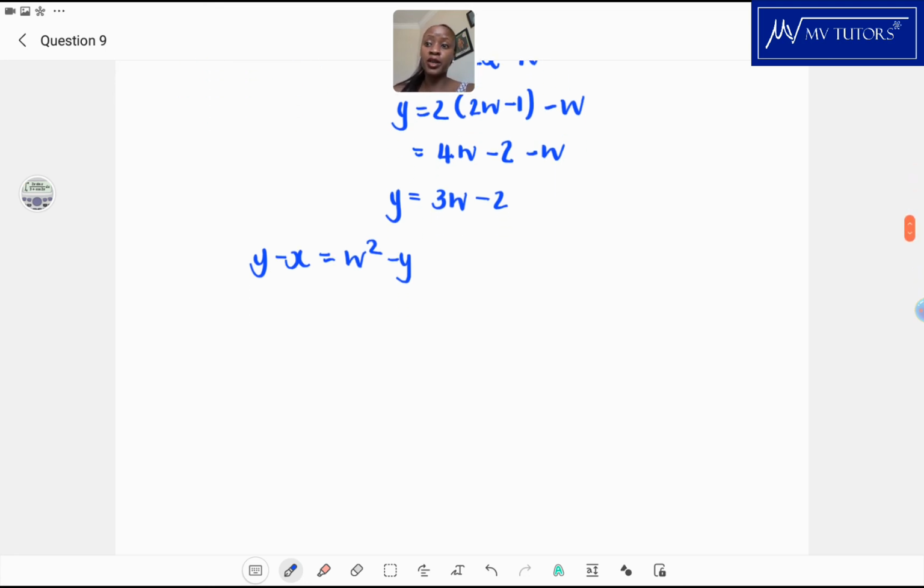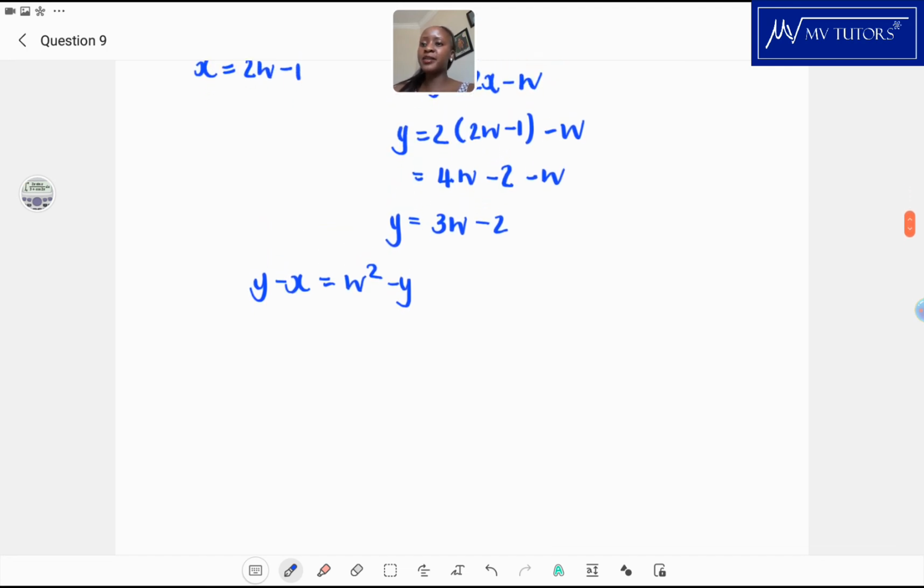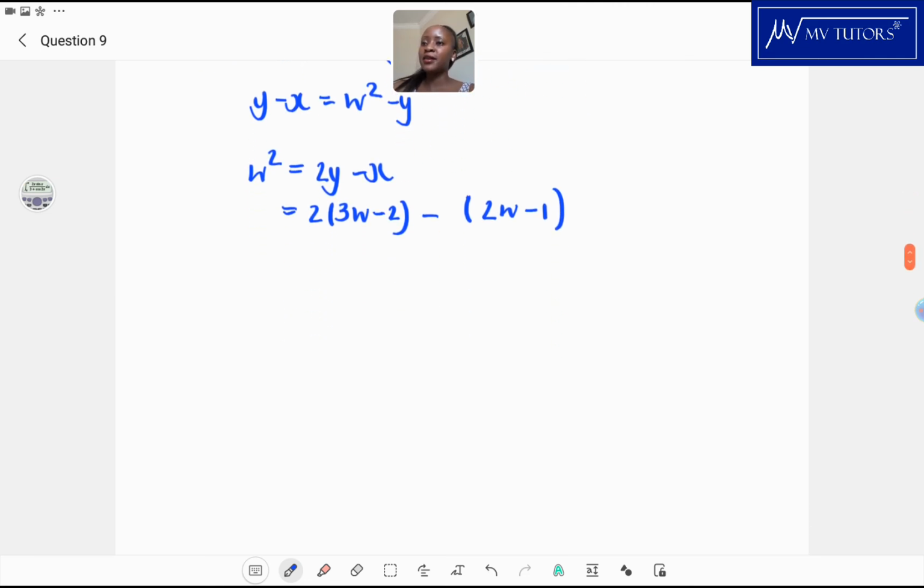One equation, one unknown. Alright, so we said that x, actually let me just simplify it first before I go far. So w squared is equal to 2y minus x. I have y as 3w minus 2 and I have x as 2w minus 1. Okay, we're getting somewhere here. Okay, let us simplify it.